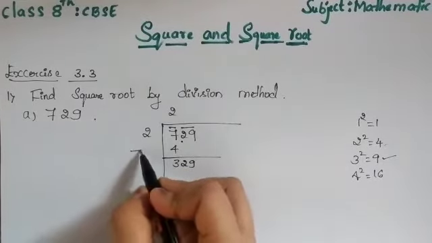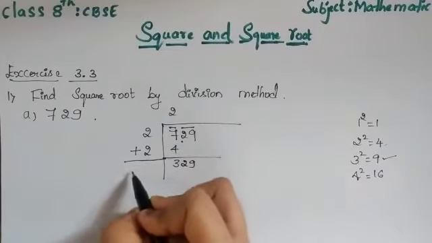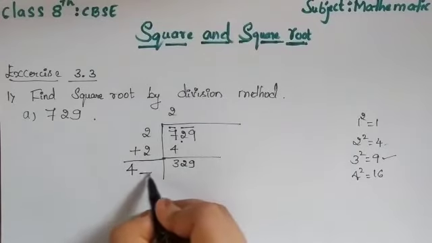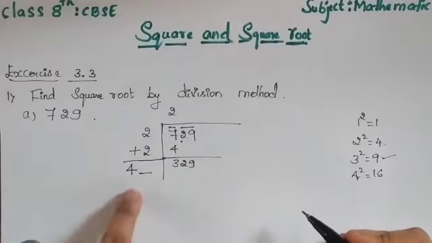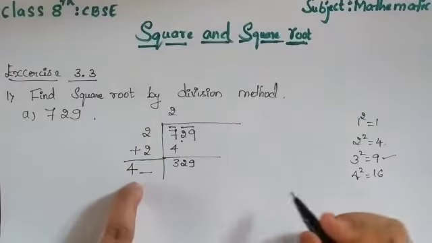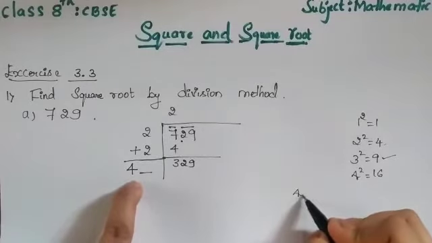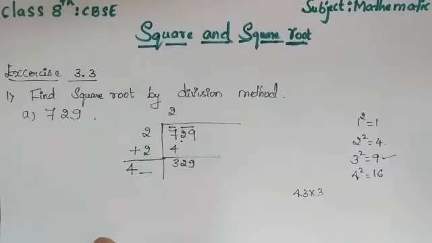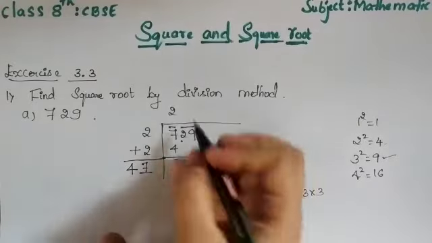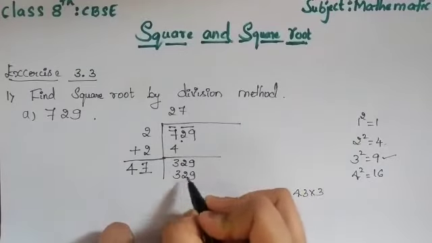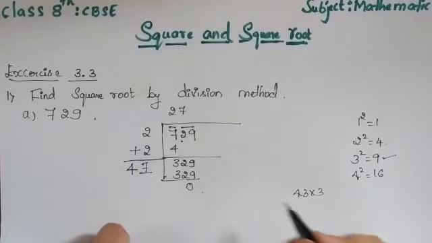Now I should add to this number, so 2 plus 2, I'll get 4 here. So 4 is the tens place digit, and the ones place digit is still remaining. What is this ones place digit? Whatever number I take, the same number I have to multiply here. So 43 into 3, 44 into 4, 45 into 5, 46 into 6, 47 into 7, like that you have to do it. Now if I do 47 into 7, I'll get 329 directly, and the remainder I'll get as 0 here.